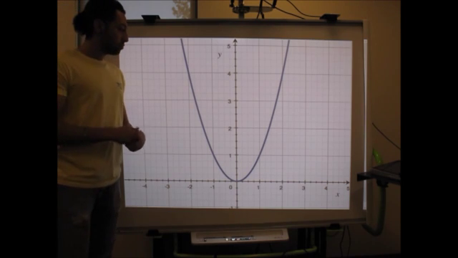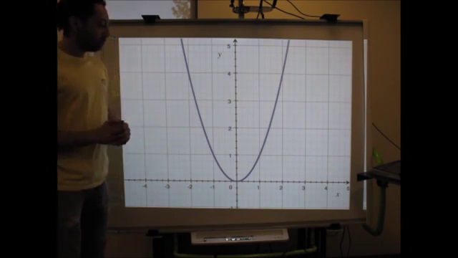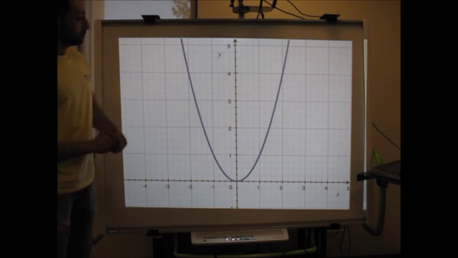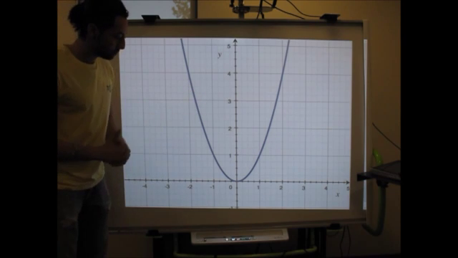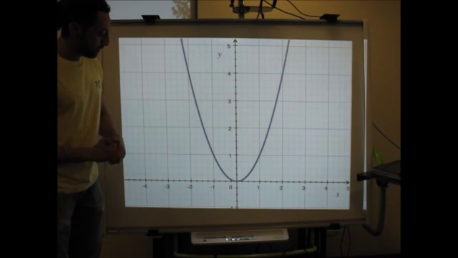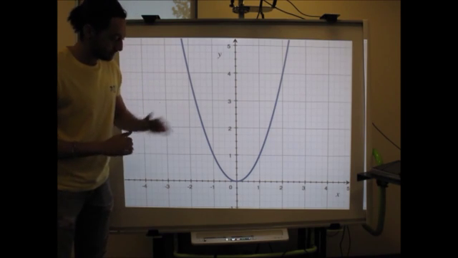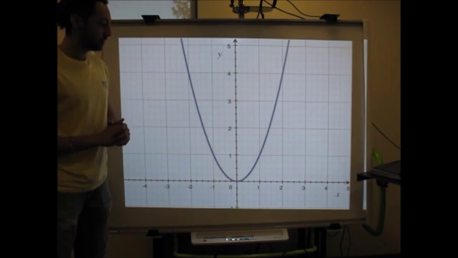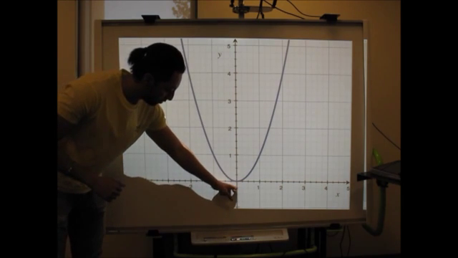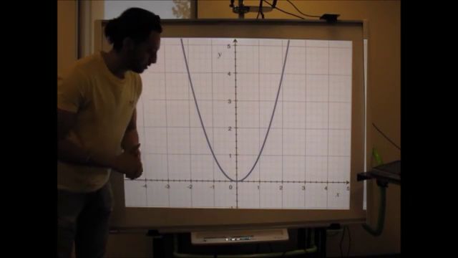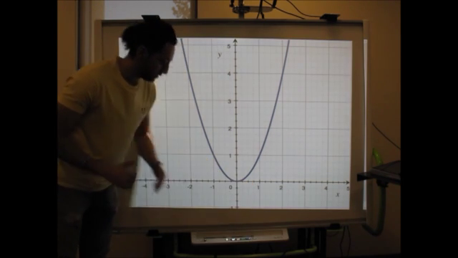Now, as opposed to the range, which is all the possible y values we could have, well, first of all, just looking at the restriction, it looks like the lowest y value I have is right here at 0. That's the smallest y value I could have on this parabola, because -1, it's not on the function. So the lowest possible y value I could have on this thing is 0.